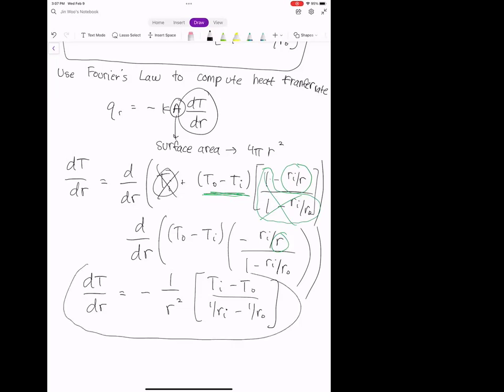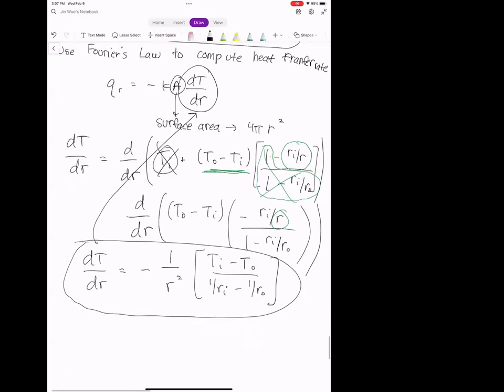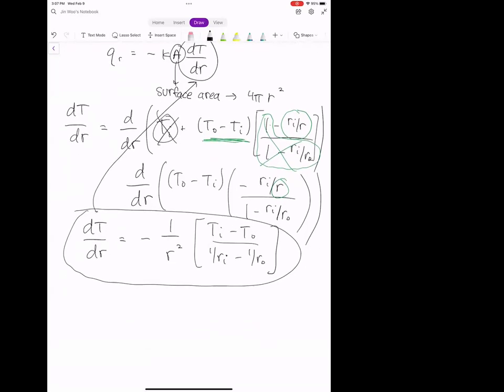And so now that we have this expression for the derivative, we can go ahead and plug it back up here along with the surface area. And then we can go ahead and use that to compute the heat transfer rate. Okay, any questions on this? Okay. All right, so let's go ahead and plug that in.